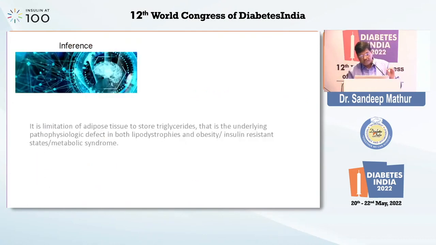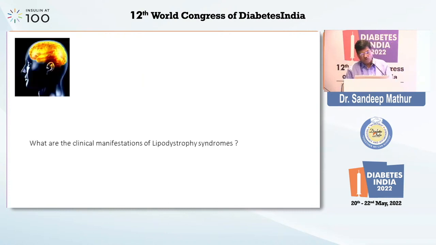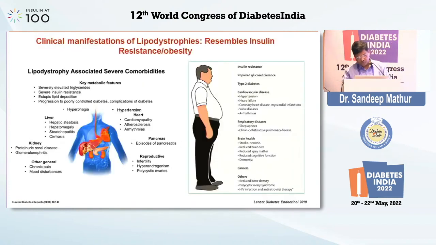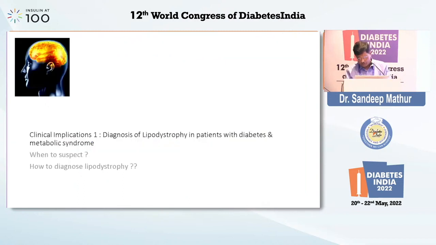Now the inference is that it is the limitation of adipose tissue to store triglyceride that is the underlying pathophysiologic defect of lipodystrophy, obesity, insulin-resistant state, and metabolic syndrome. So they have a very common pathophysiologic thread. What is the clinical manifestation of lipodystrophy syndrome? You see, these clinical manifestations are almost similar to your metabolic syndrome manifestations. But there are a few differences. I will come to that point.